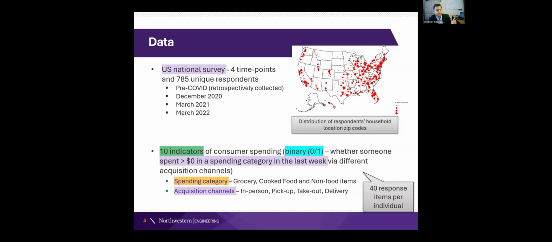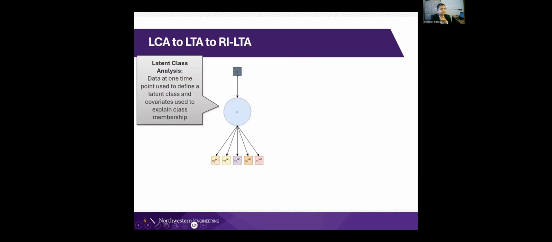And for every person, we have these 10 indicators at 4 different time points. That makes it 40 response items from a person over the 4 different time points that I mentioned, which is also there on top of the slide.